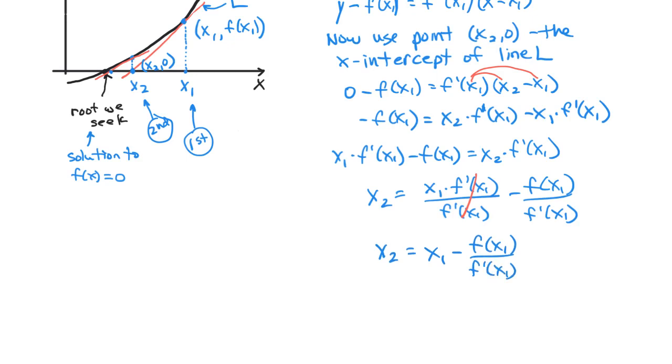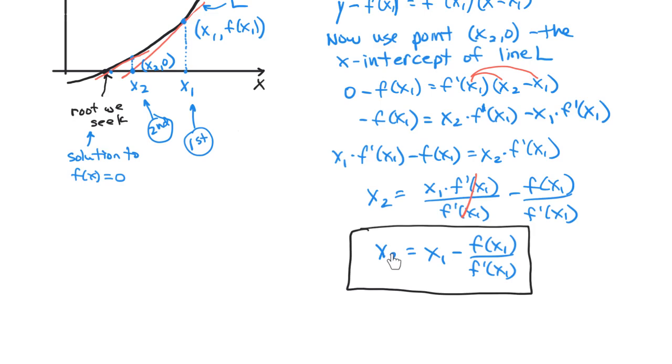And this right here is Newton's method. It gives us a formula for the second x based on the first x. All we need to do is know this first value. We subtract the function at that value divided by the derivative of the function at that value. And that'll give us x sub 2.